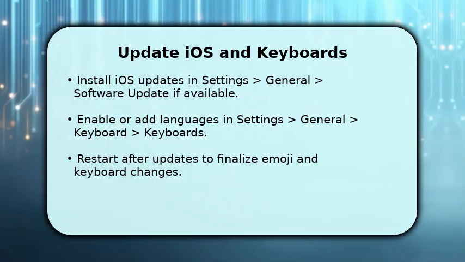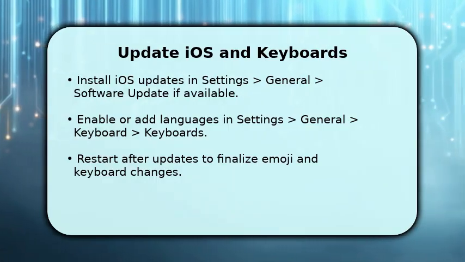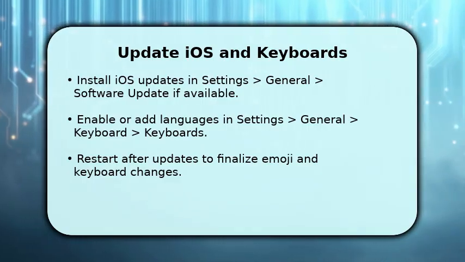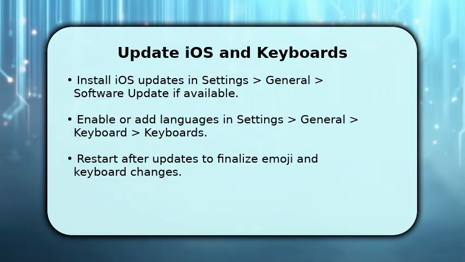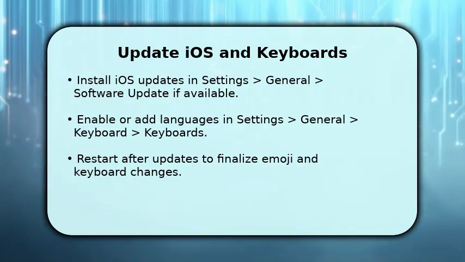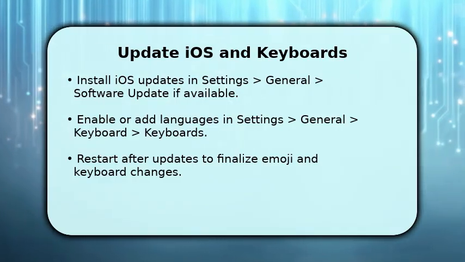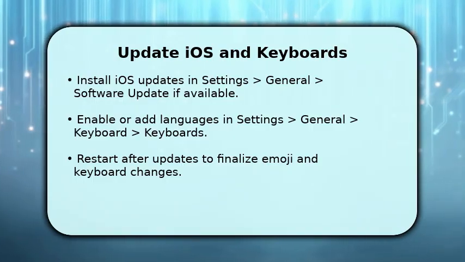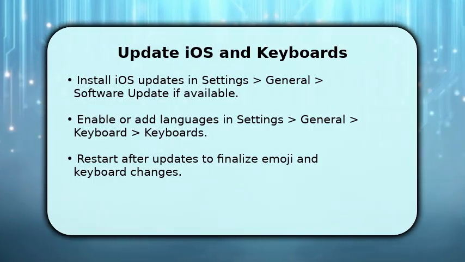Next, open Settings, General, Keyboards to add or enable regional keyboards and predictive text options, which can affect emoji suggestions. Once updates and keyboard changes are applied, restart the iPhone to allow the system to integrate new glyphs and fonts. Make sure to test the emoji keyboard in Messages and Notes.